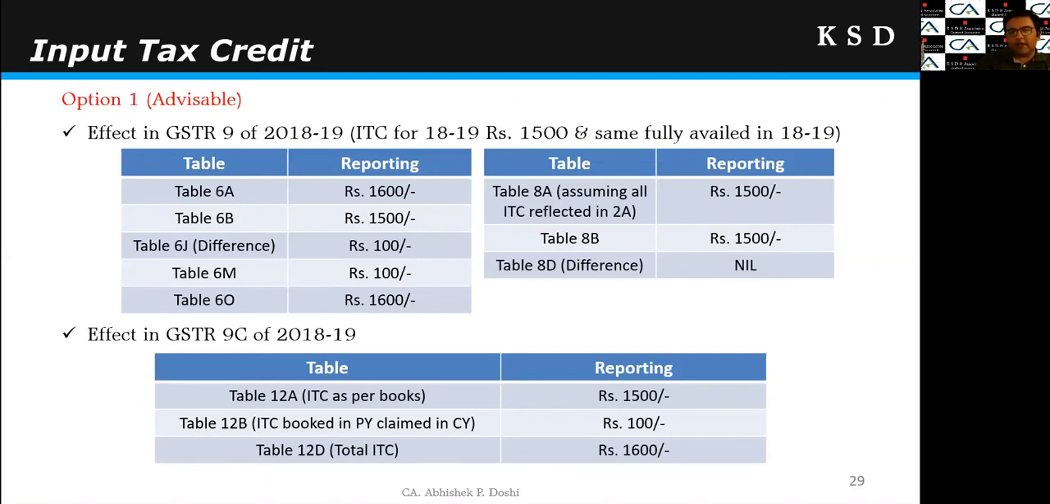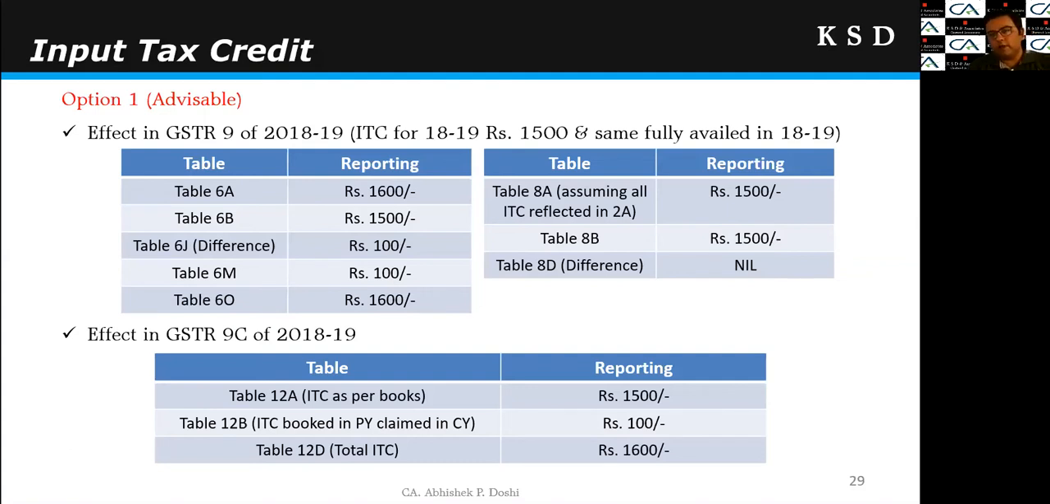So this is about the GSTR 9 and how we will reflect in GSTR 9C. In 9C there will not be much issue because in 9C I will say that table 12A, ITC as per books, is 1500. In 9C I have columns for both the adjustments: booked in previous year and claimed in current year, or booked in current year and claimed in next year. So I will reflect 100 rupees under the column 12B, ITC booked in previous year and claimed in current year. So total ITC will become 1600 and that 1600 will be matched with the 1600 of GSTR 9. So there will be no issue in the GSTR 9C.